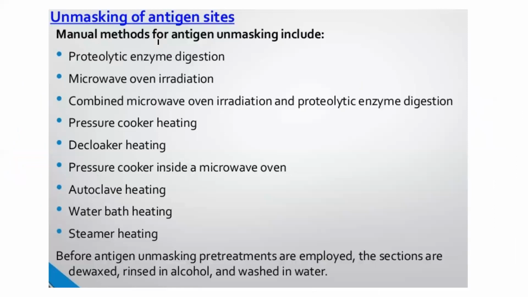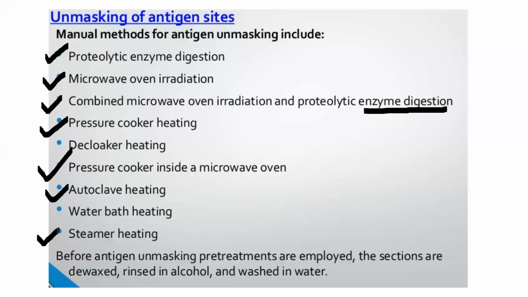So manual methods for antigen retrieval or antigen unmasking include proteolytic enzyme digestion. By using some protein digesting enzymes, we can remove the crosslinks among the tissues, or by using microwaving, we can remove the crosslinks, or by combining microwaving with some enzymes. By using a pressure cooker, we can remove the crosslinks. Then there is a modified pressure cooker with enzymes that can be used. We can use an autoclave.